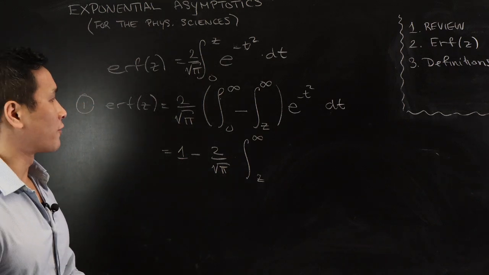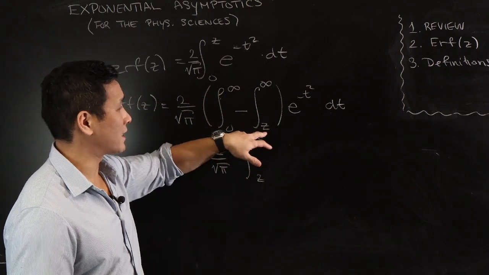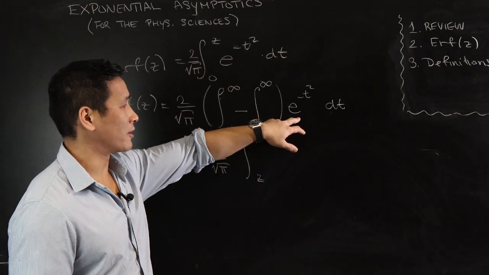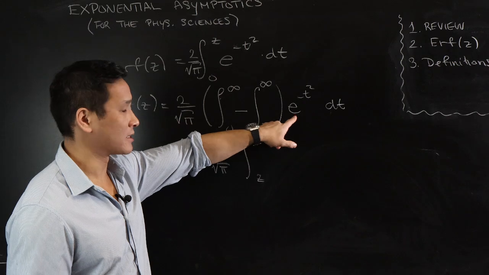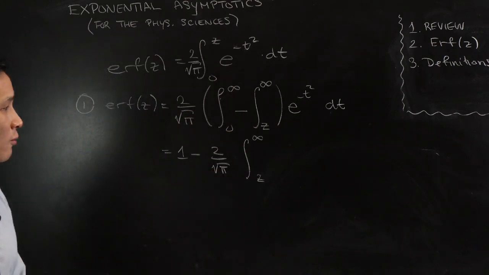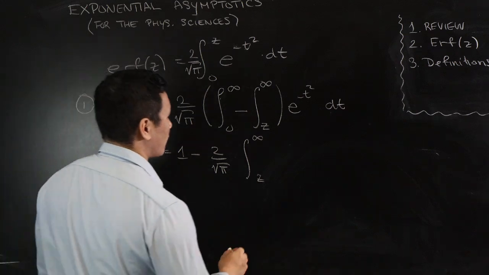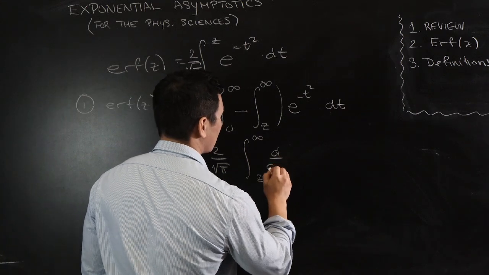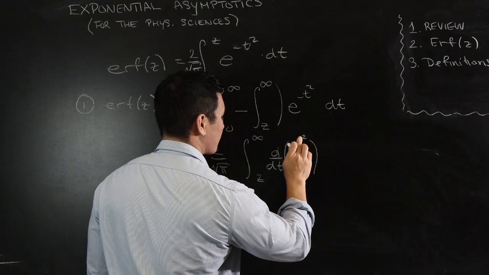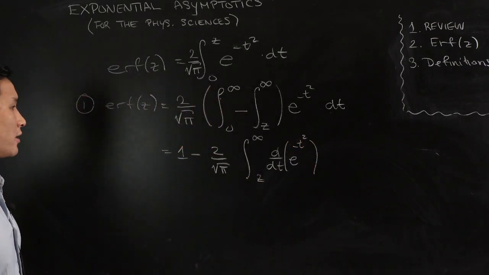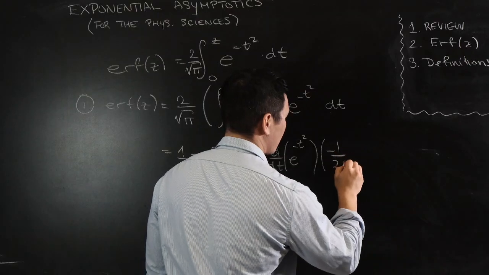Now, in order to integrate this when z is large, you want to make sure that you go up in inverse powers of t. So you're going to do a little trick here to convert this into a form where you can do integration by parts. If I write this as d/dt of e to the minus t squared, then I need a factor of minus 2t, so I can just write 1 over 2t here.